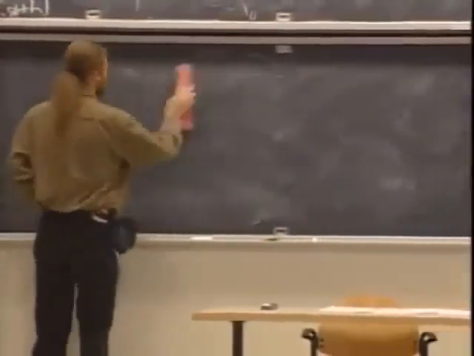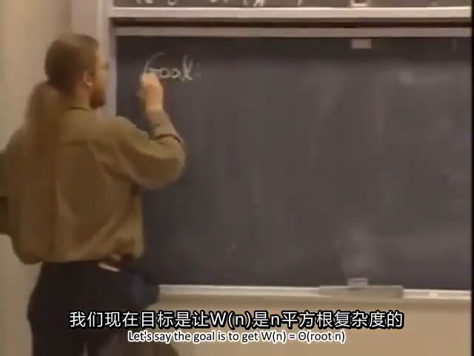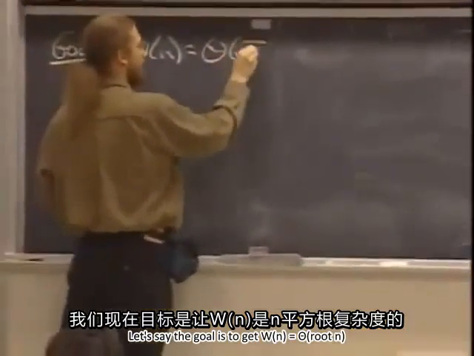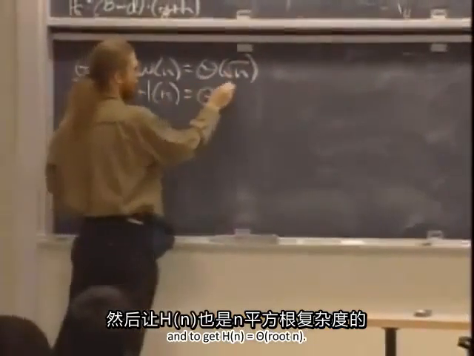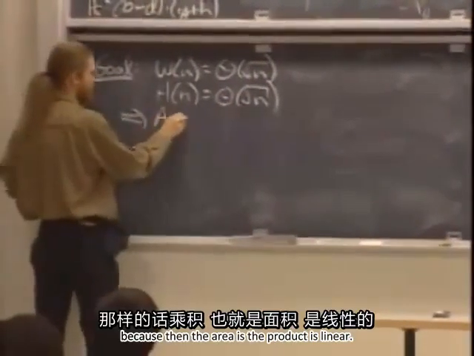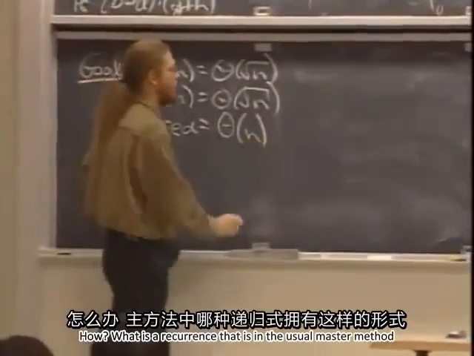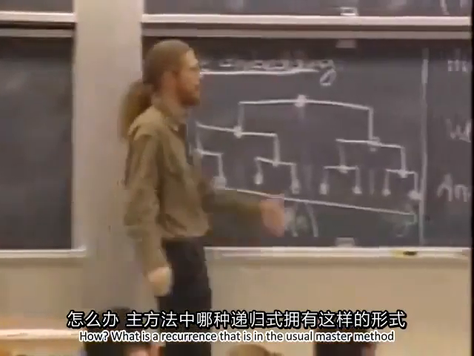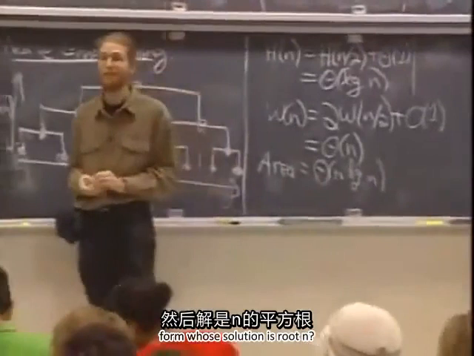So let's say goal is to get w of n equals theta root n, and to get h of n equals theta root n. If we could do that, we'd be happy, because then the area, the product, is linear. So how? What's a recurrence that is in the usual master method form whose solution is root n?